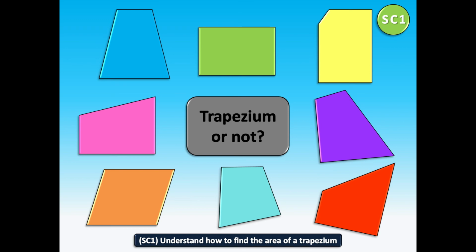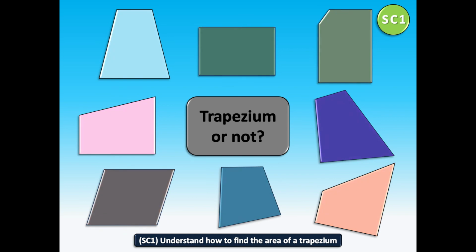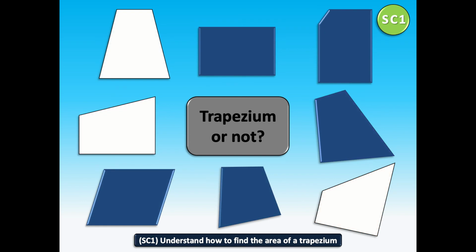So we need to think about whether these shapes are trapeziums or not. And it's these shapes highlighted in white that are trapeziums. So these ones are trapeziums. It's a 4-sided shape that has one pair of parallel sides. Remember, parallel sides can run and run and run and will never meet.